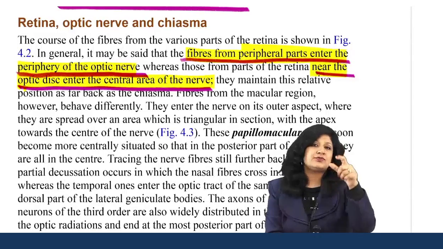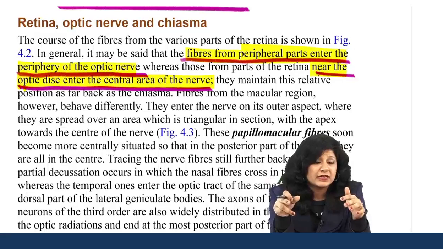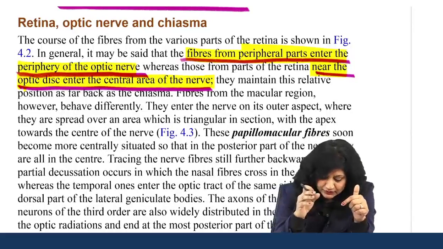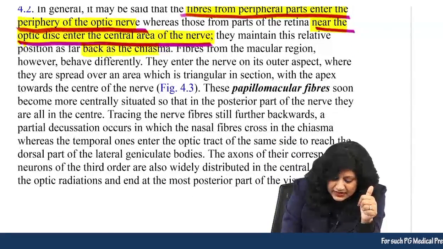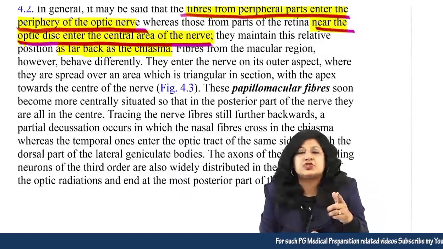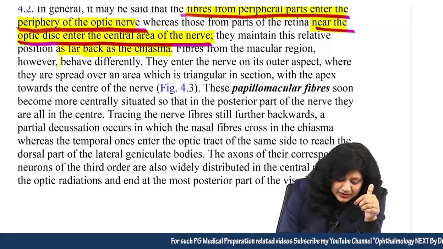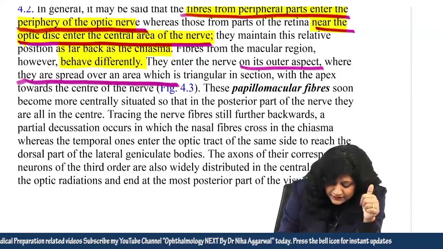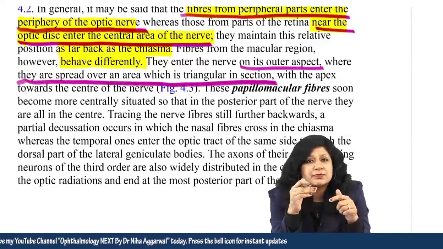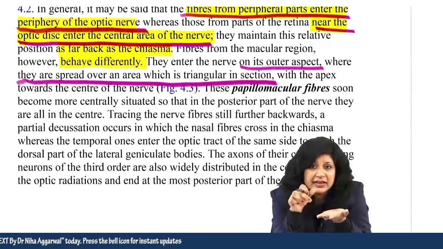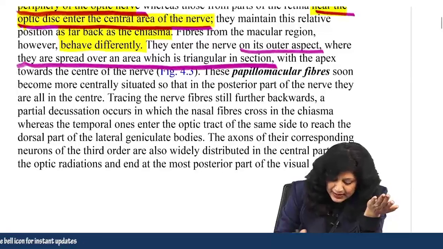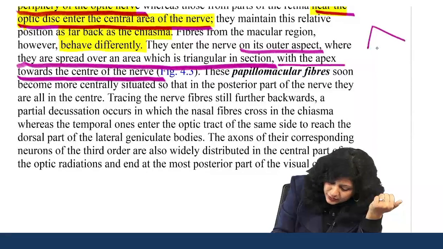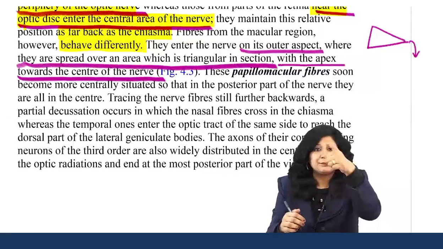So I can say that those fibers which are in the periphery of the retina go in the periphery of the optic nerve, and those from the center of the retina, near the optic disc, go in the center of the optic nerve. They maintain this relative position as far as the chiasma is concerned. Now, the fibers coming from the macular region behave differently. They enter the nerve on its outer aspect, and they are spread over an area which is triangular in section, with the apex towards the center of the nerve.